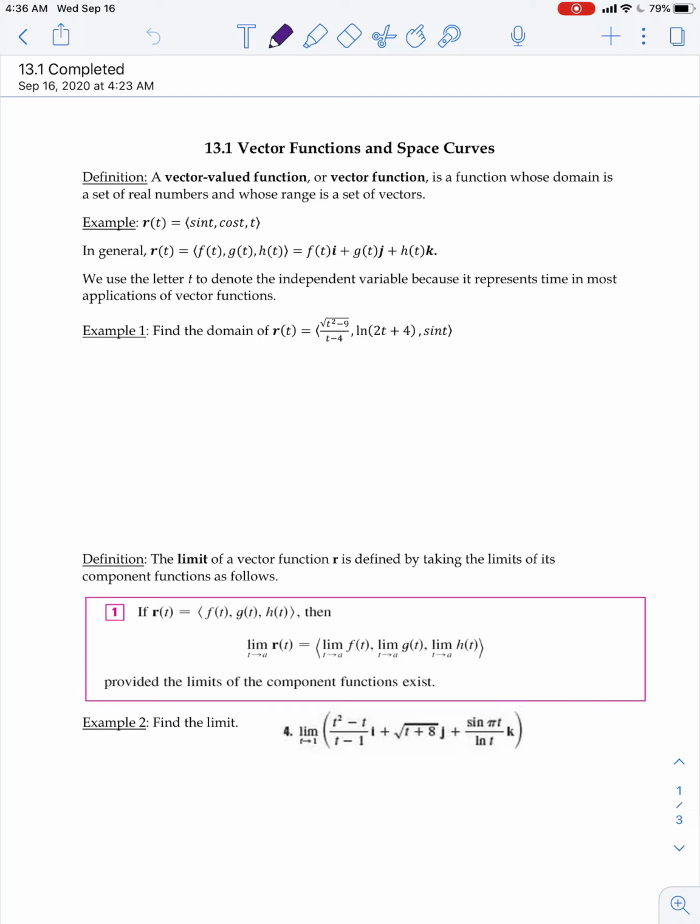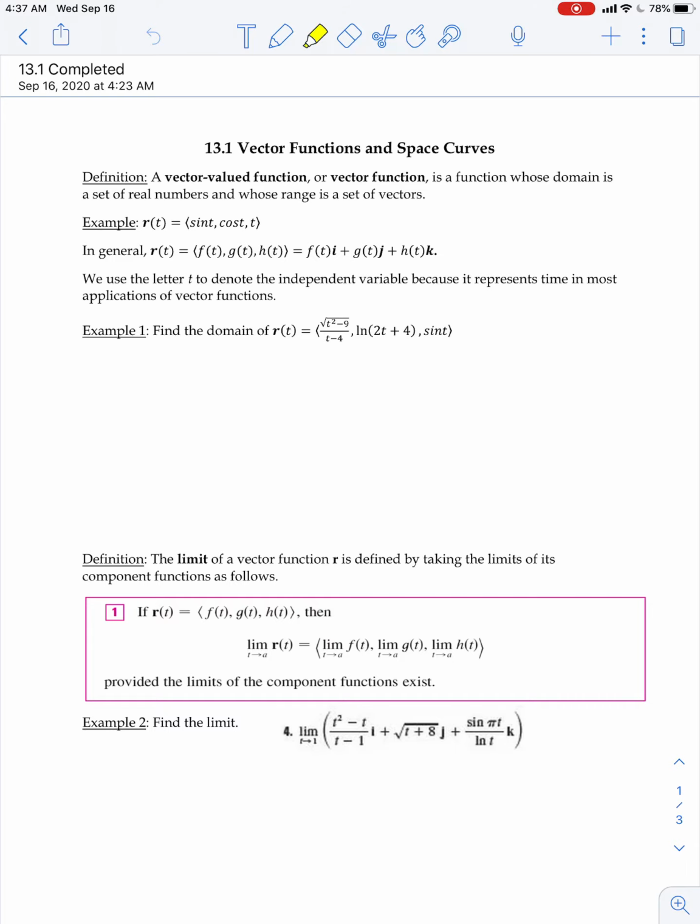And so the first thing that we're going to talk about is a vector valued function. And a vector valued function, or a vector function, is just a function whose domain is a set of real numbers and whose range is a set of vectors. So now, and I'll explain a little bit more about this on page 2, we are going to be able to define what our curve looks like through space. And in order to write out what the curve looks like, it's going to be given as a vector function.